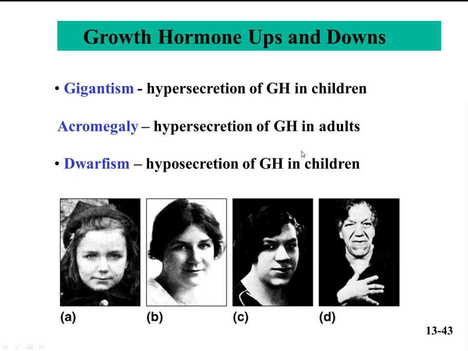Now, what happens with growth hormone, ups and downs? Giantism is the hypersecretion, hyper, too much, more secretion of growth hormone in children. Acromegaly is the hypersecretion of growth hormone in adults. Dwarfism is the hyposecretion of growth hormone in children.